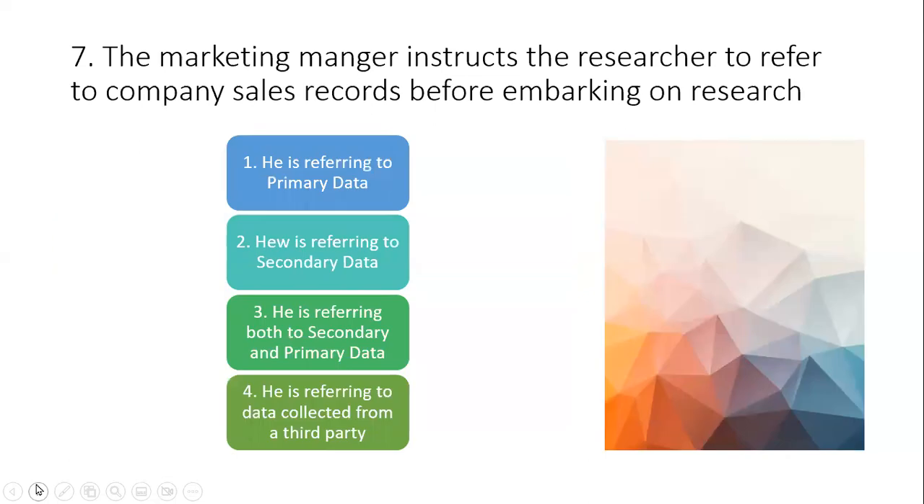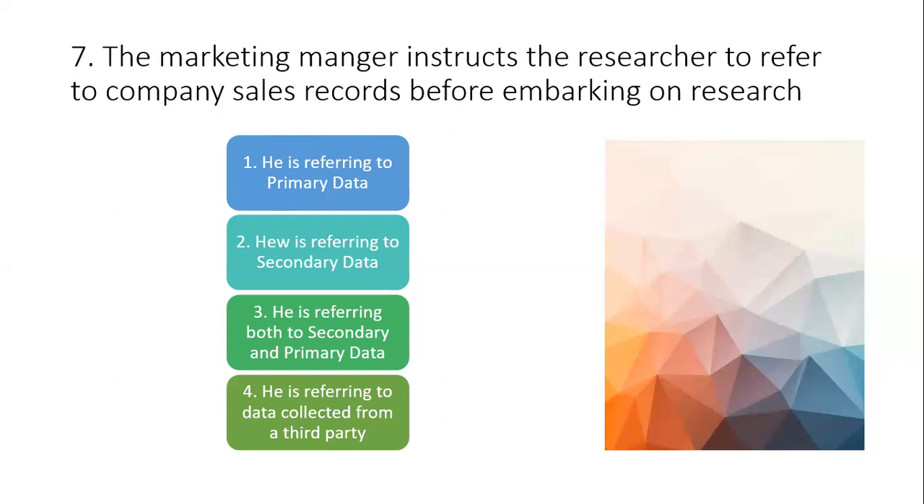The marketing manager instructs the researcher to refer to company sales records before embarking on research. He's referring to primary data. He's referring to secondary data. He's referring both to secondary and primary data. He's referring to data collected from a third party. So what is the most appropriate answer?